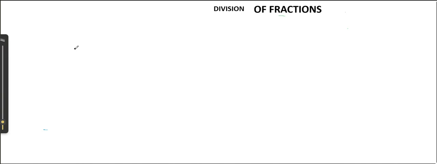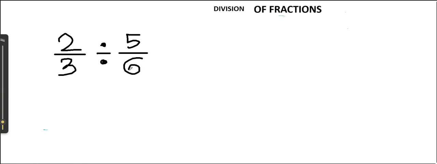I'm going to take the similar numbers as we have done with multiplication. So it is 2/3 divided by 5/6. It's so much fun. I find it particularly very exciting when I come to do the divisions rather than the multiplication. Okay, so we have the division sign over here. 2/3 divided by 5/6. What would I do when it comes to division?